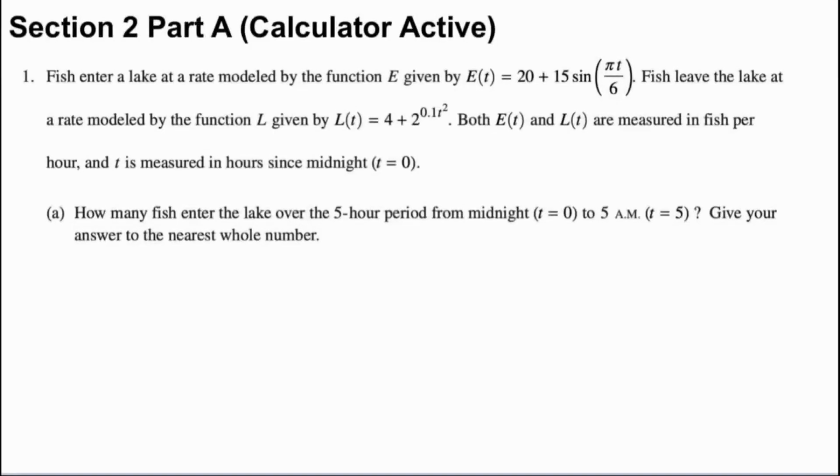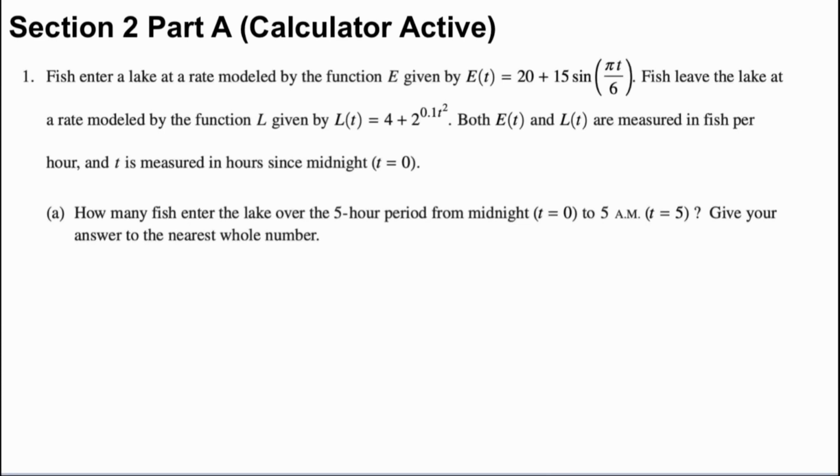So this is going to be section 2, part A. Part A is going to be calculator active. You're allowed to use your calculator for all portions of the question. Section 2 just corresponding to the free response. This is going to consist of 2 free response questions, and you get 30 minutes for each. So you kind of want to, on test day, spend about 15 minutes per question.